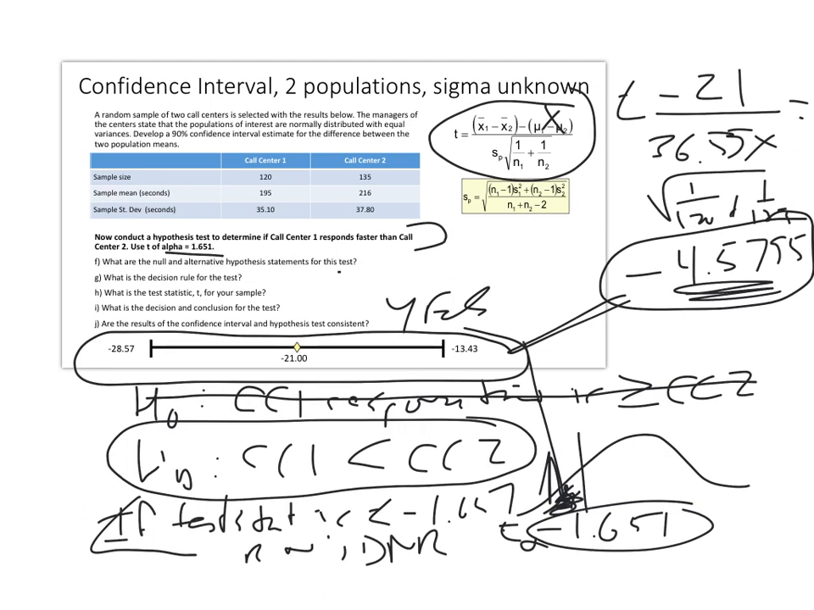What would be inconsistent is if you had a confidence interval like is shown here, and we did not reject the null. That would be inconsistent, or vice versa, if you had a confidence interval that contained 0, and then you rejected the null in the hypothesis test, that would be inconsistent. So these results that we're finding here are consistent. That is, we reject the null and make the same conclusions here, and the conclusion being that call center 1 is faster in terms of response time than is call center 2.